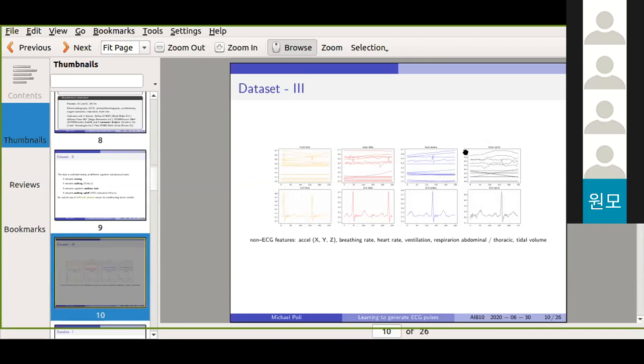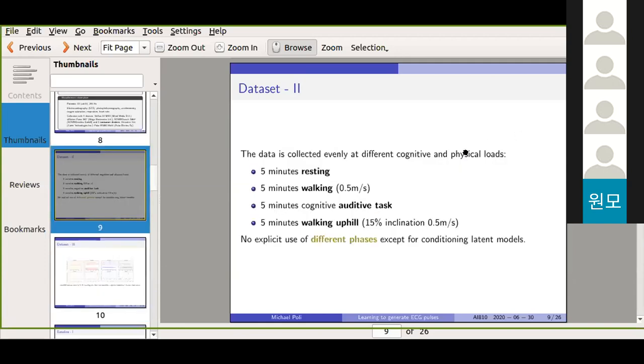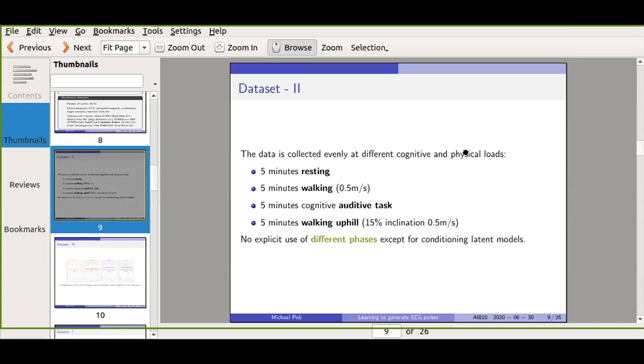Could you go back to the previous slide? Yeah. So what is that? What does it mean by no explicit use of different phases? Because there are four different types of ECG collected by doing different behaviors. So what would actually using different phases be like?